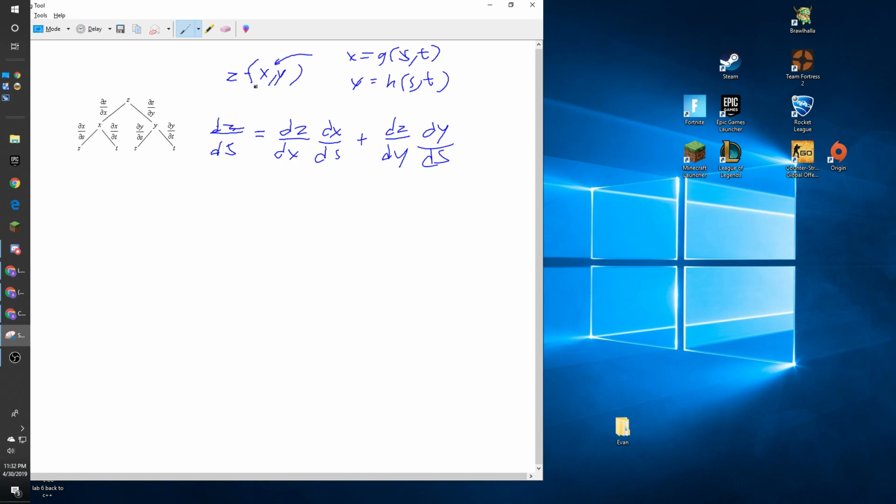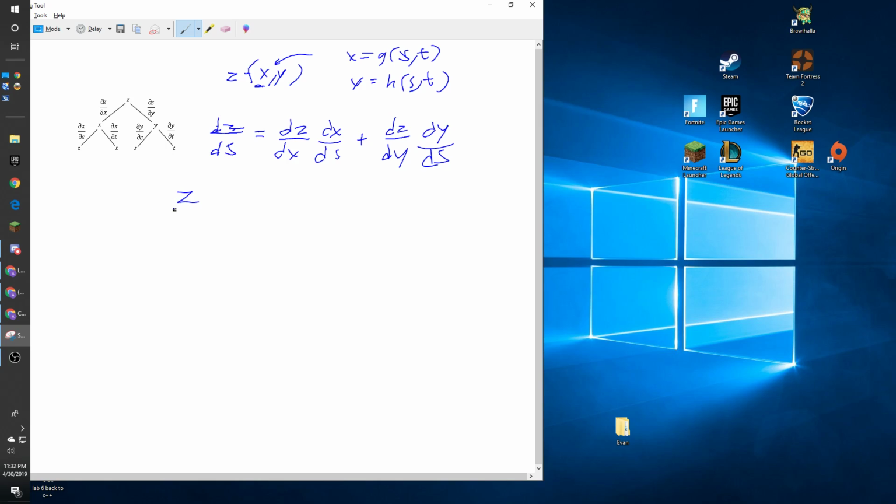So I take the derivative of each variable with respect to the thing on the bottom. So I have x, and then I take it with respect to s, and then y. So I do dz/dy, and then I want to take y in terms of s, and that's the chain rule. So that's the shortcut, constructing this tree.